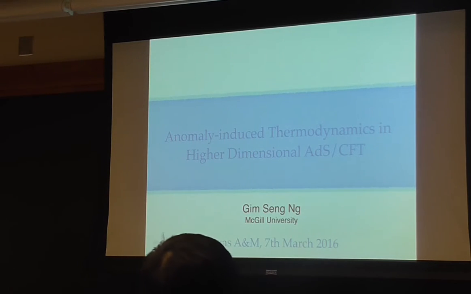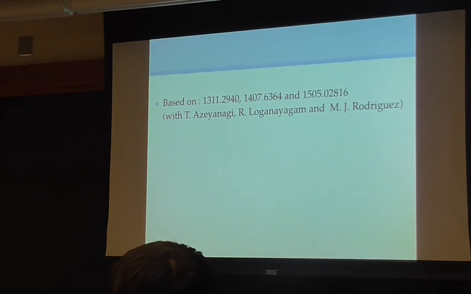Today I'm going to talk about anomalies and their finite temperature manifestation. In particular, close to my heart is how to think about this in AdS, at least some hint on how to think about it. This work is based on papers from a couple of years ago till last year.